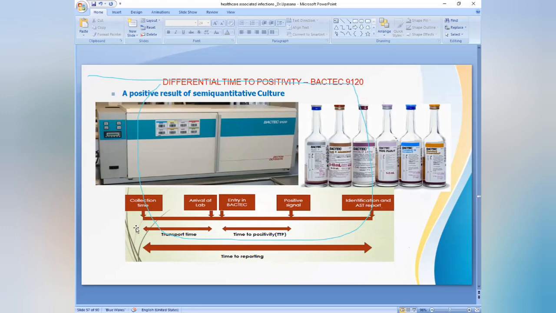So the difference in time to positivity between the blood culture drawn simultaneously from the CVC or a peripheral line. Aapne kab blood collect kiya, from the time it has signaled positive. That is the differential time to positivity. And sometimes DTP of more than 2 hours shows good sensitivity and specificity for the detection of CLABSI. So DTP, please adhere to that, from the time it has been collected, to the time it has come positive. That is nothing but the differential time to positivity. Very challenging. Many a times these questions are asked to the microbiologist.